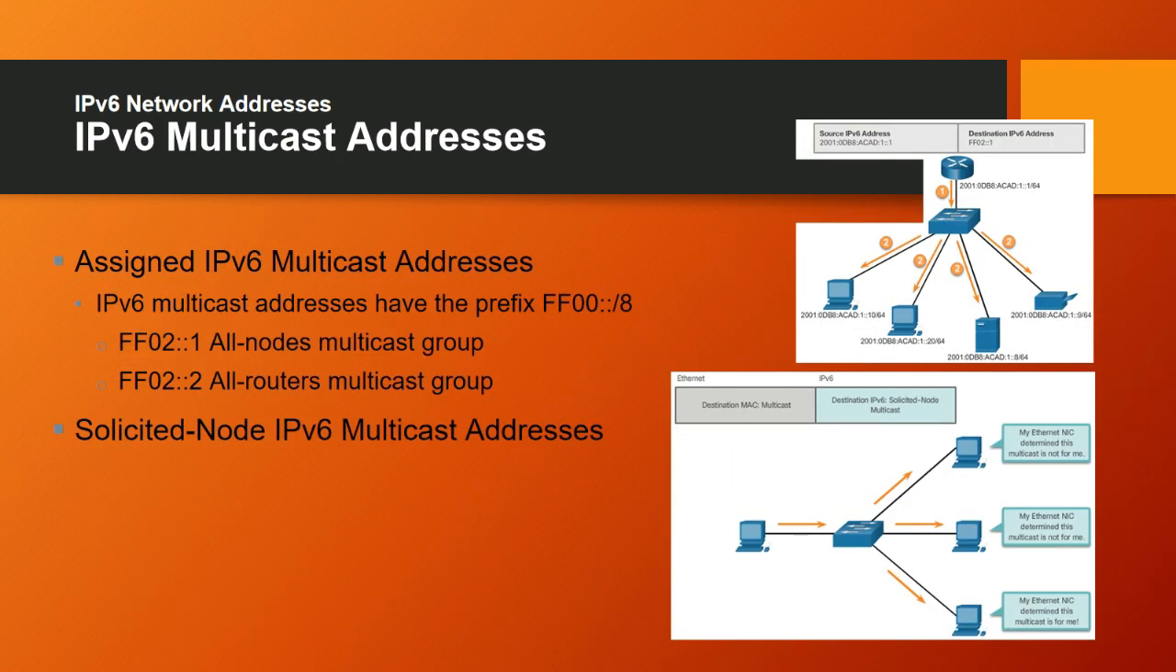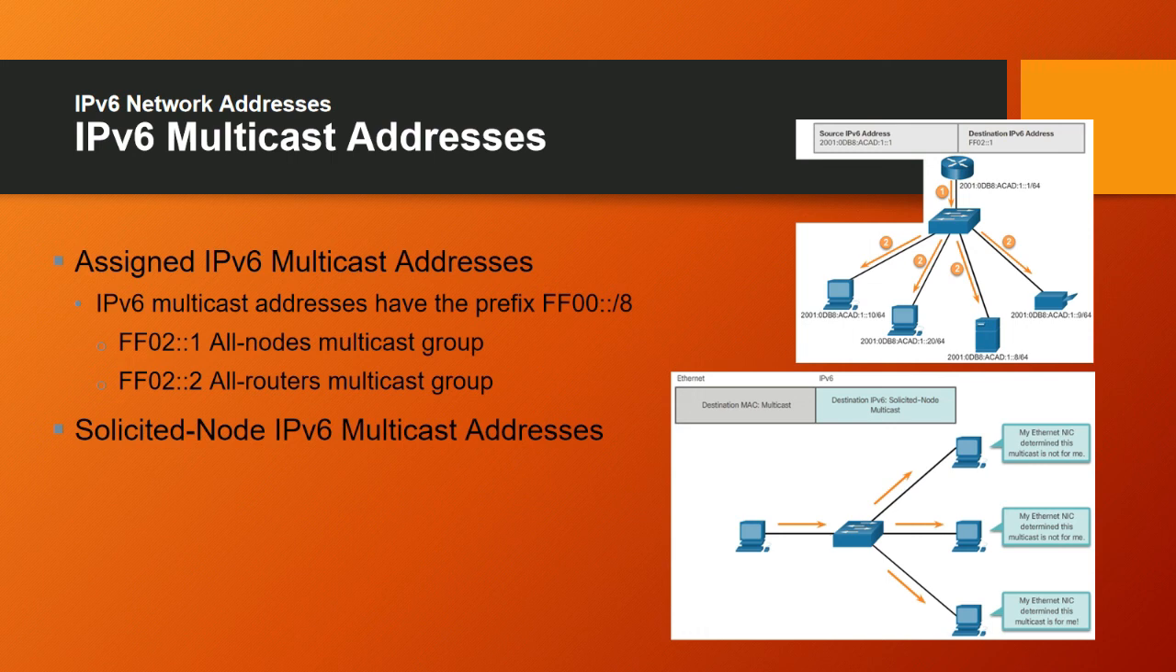Assigned IPv6 multicast addresses. All IPv6 multicast addresses share the prefix FF00::/8. This way you can tell at a glance if an IPv6 address is intended for multicast or not. And scope: 1 for node, 2 for link, 5 for site, 8 for organization, and E for global scope.